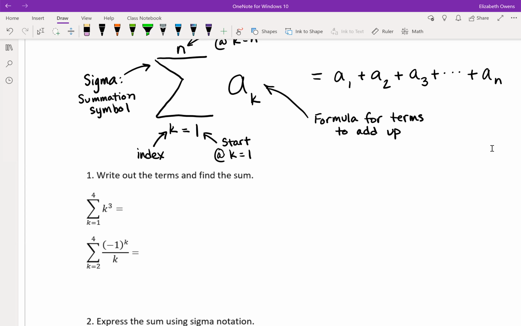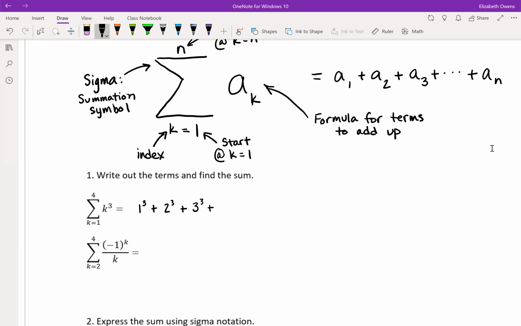So we look at our starting index. It's the nice generic little k equals 1. So we're going to start with k equals 1 and write our first term down. We take our value of k and cube it. So we get 1 cubed, and that's our first term. And then you increase your index by 1, go up to k equals 2, and your next term is 2 cubed. And then increase again, k equals 3, so you get 3 cubed.